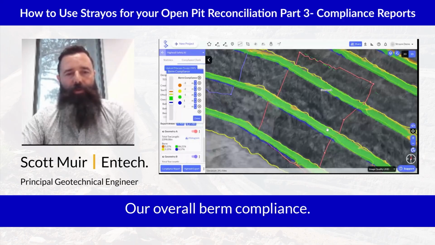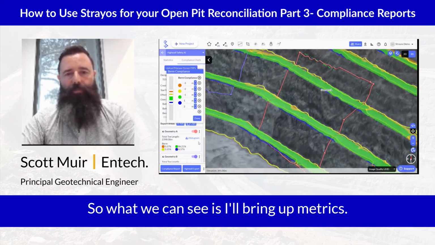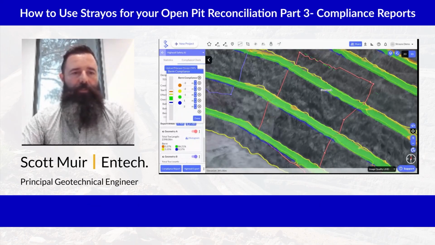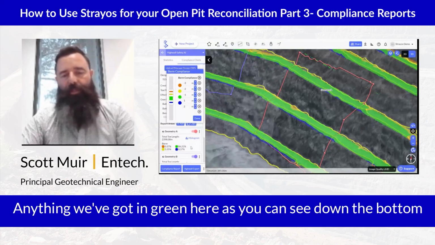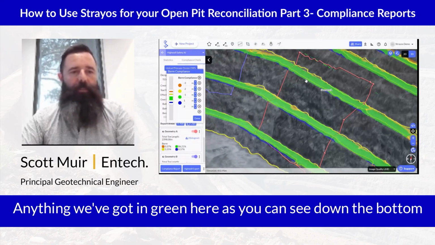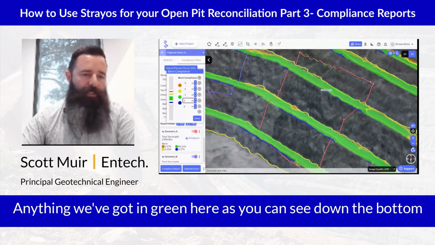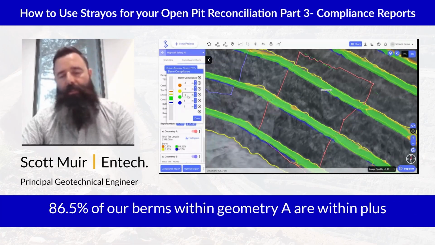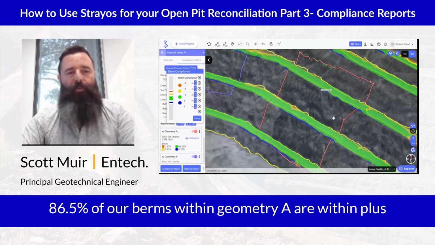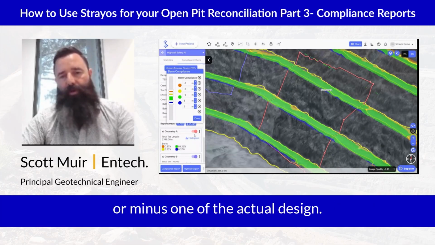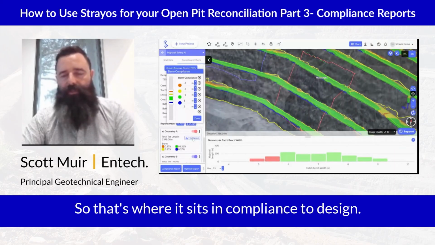Our overall berm compliance. I'll bring up our metrics. Anything we've got in green here, you can see down the bottom, 86.5% of our berms within geometry A are within plus or minus one of the actual design. So that's where it sits in compliance to design.